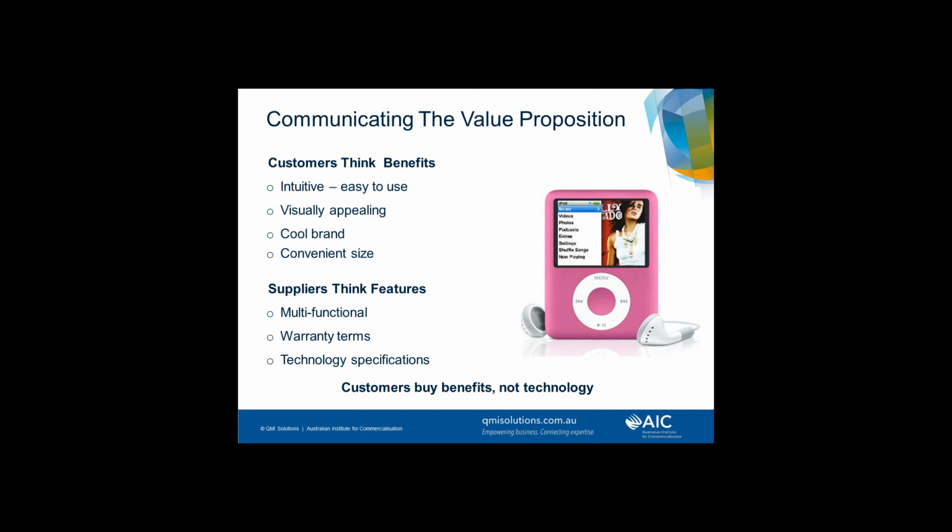Suppliers, on the other hand, think in terms of features, and quite often so do the people who are developing the product or service. They think it's multifunctional, they think about the warranty terms, and they think about the technology specifications. But you're selling to a customer, so you need to know what the value is and how your customers see it. If your product can deliver a unique benefit that no other competitor's product can match, then you can set a higher selling price. But you need to know what that value is.